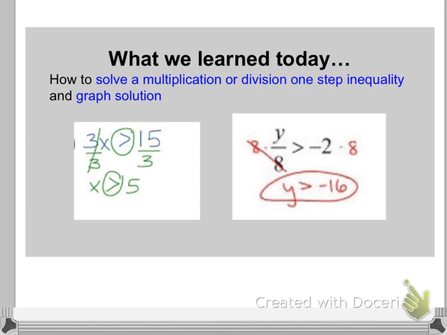Today we talked about how to solve a multiplication or division one-step inequality and graph the solution.